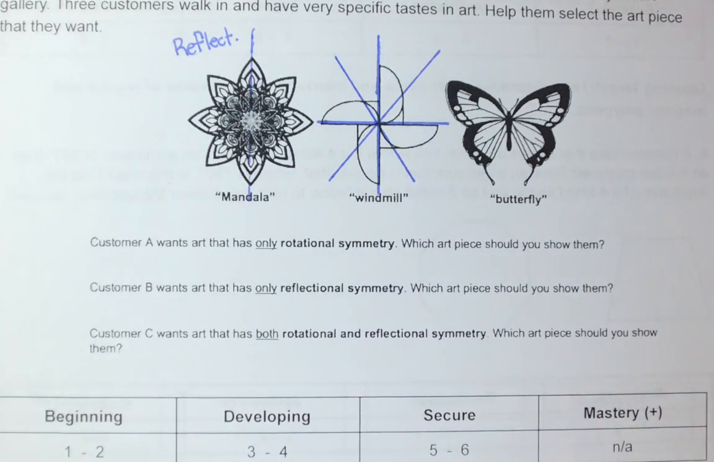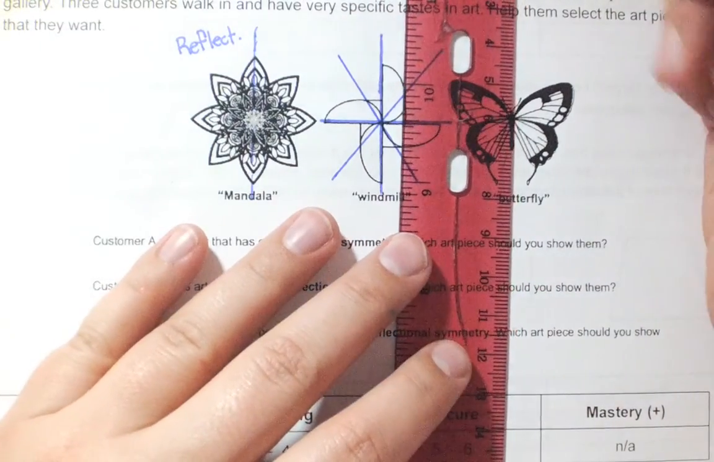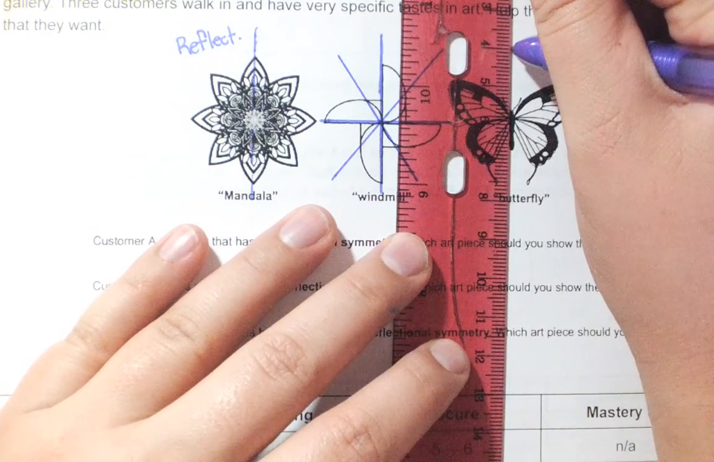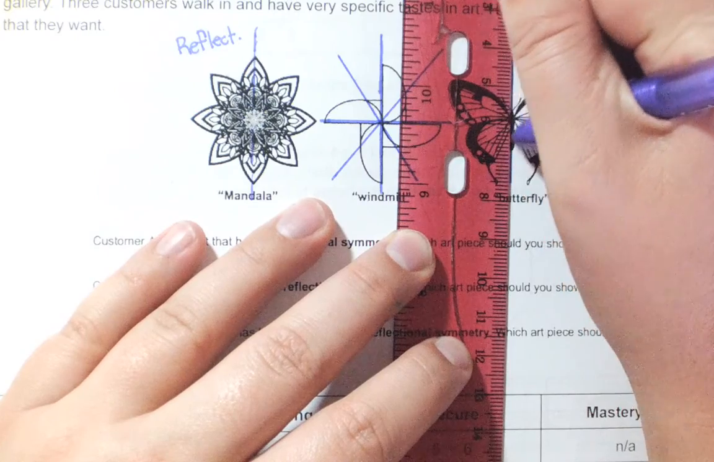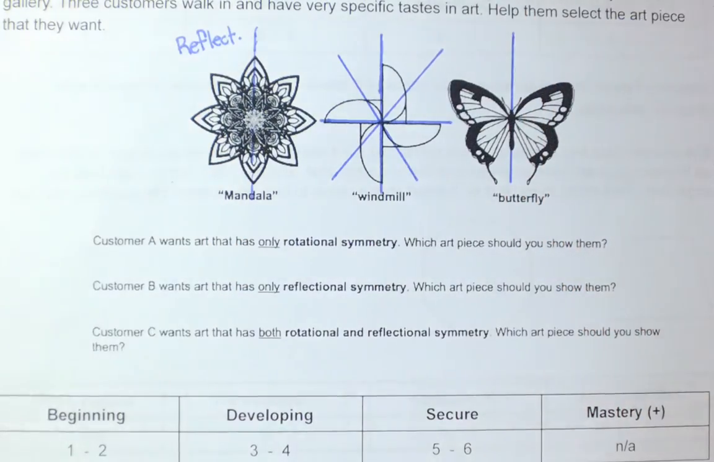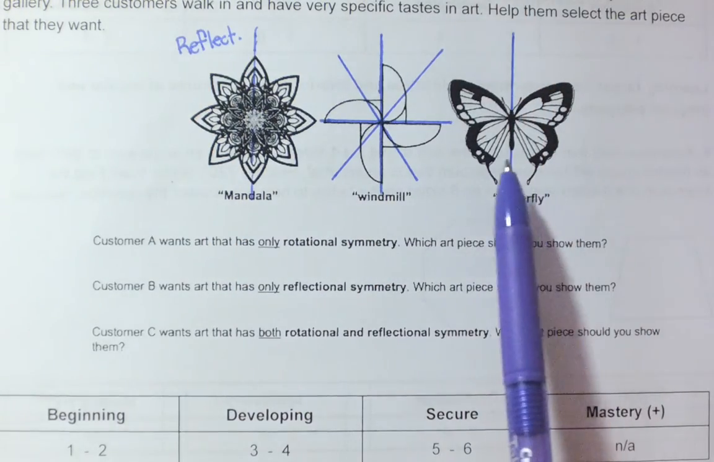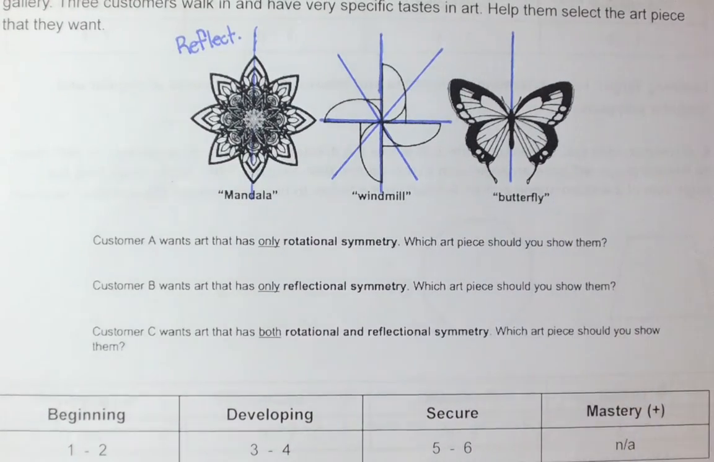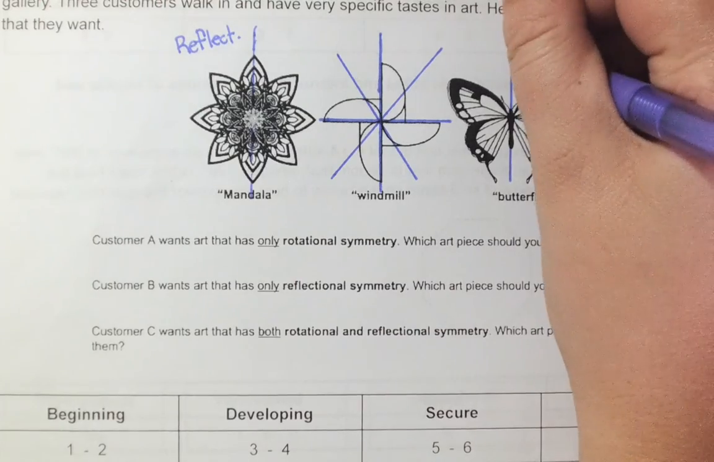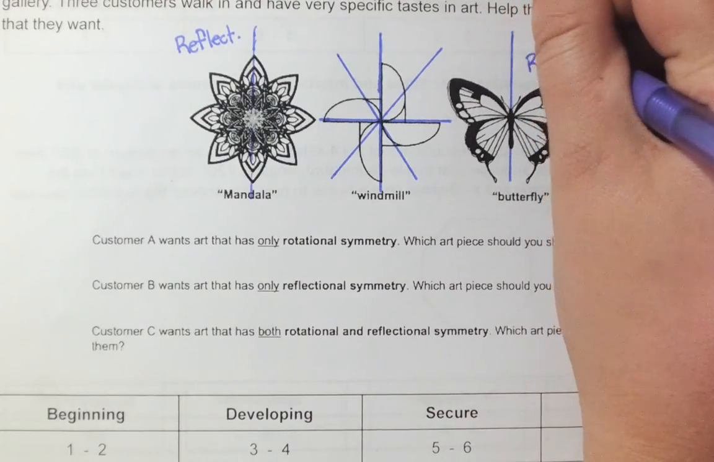We're going to check the butterfly last here. So if I take my marker and my ruler and draw right down the middle of the butterfly this way, I notice that this left side of the butterfly is identical to the right side of the butterfly. If I folded them over to themselves, they would line up perfectly. They are mirror images. So the butterfly also has reflectional symmetry.